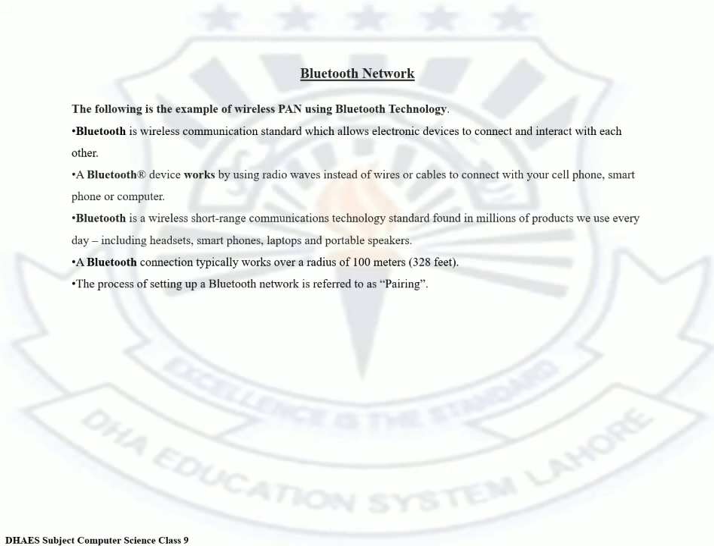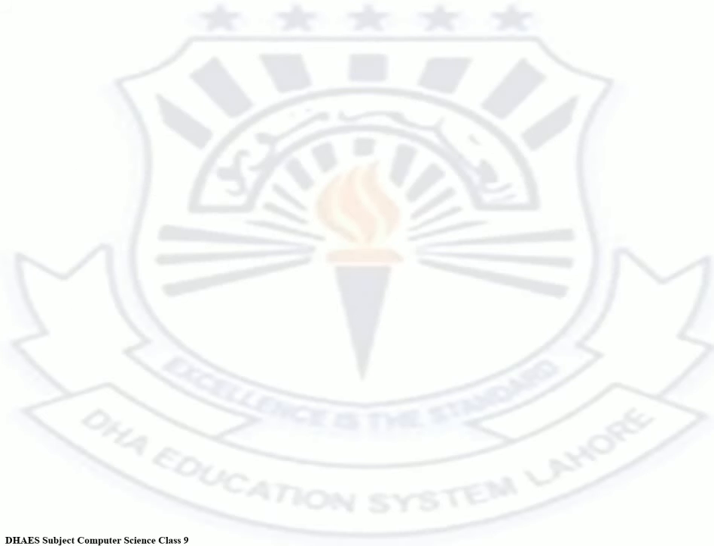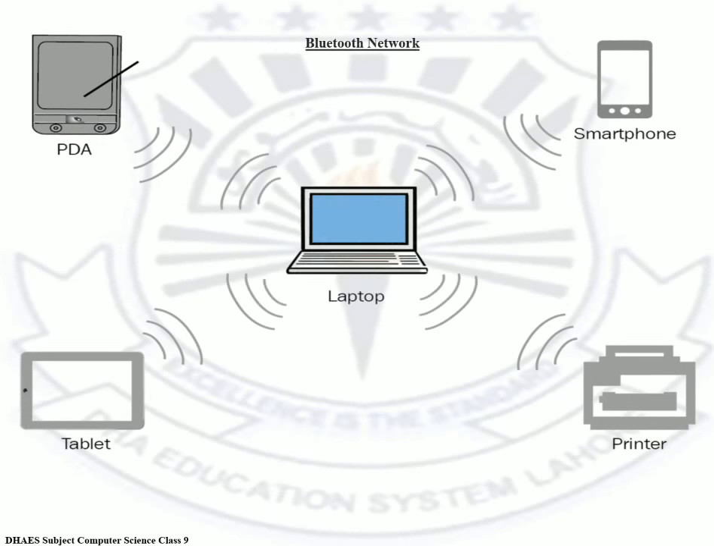The process of setting up a Bluetooth network is referred to as pairing. Pairing is done through interaction between two users. When the pairing process completes, a network forms between the two devices, and now the devices can communicate with each other. Let us consider a diagram of a Bluetooth network. In this diagram, various devices such as PDA, smartphone, printer, and tablet are connected to the laptop with the help of Bluetooth technology to access different types of data or resources or services.